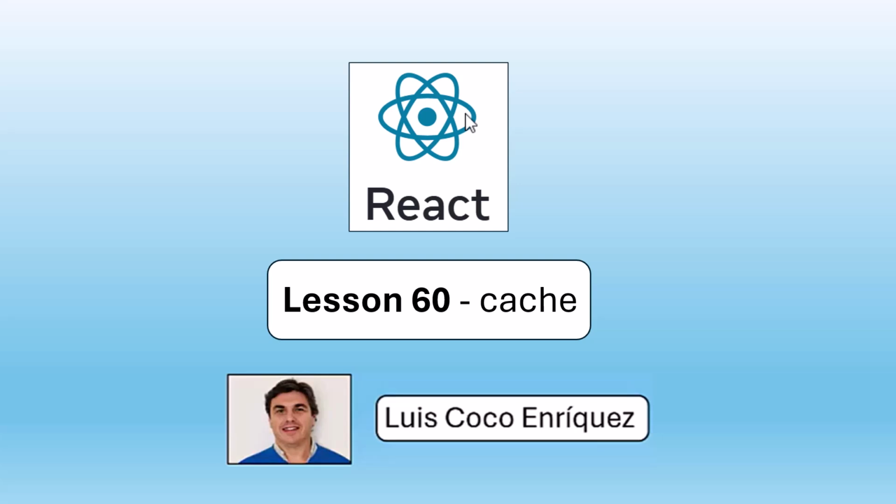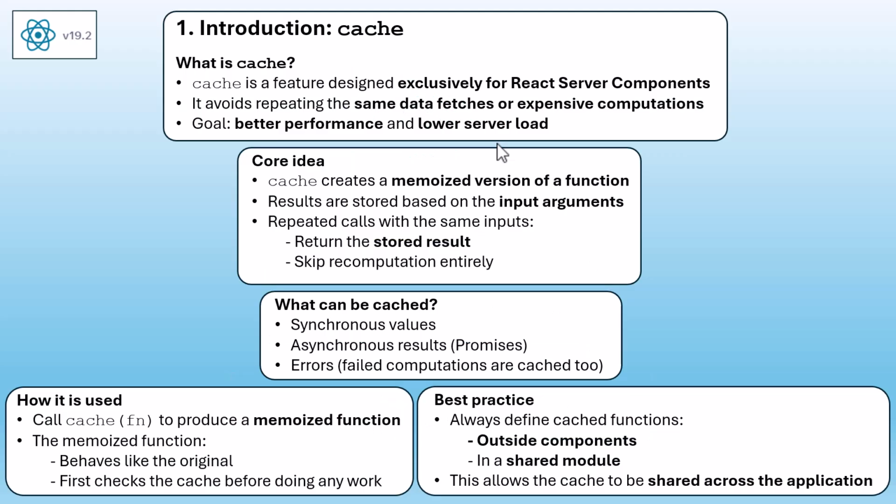Lesson 60, Cache. 1. Introduction. The feature called cache is designed exclusively for React Server components. Its purpose is to cache the result of a data fetch or an expensive computation so that repeated requests for the same work do not cause redundant processing. This approach improves performance and reduces unnecessary server load.